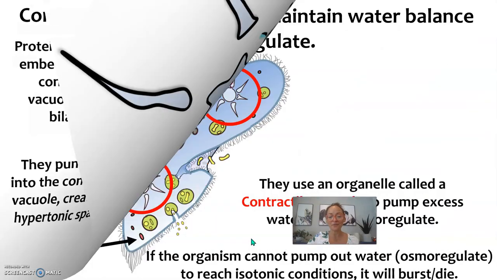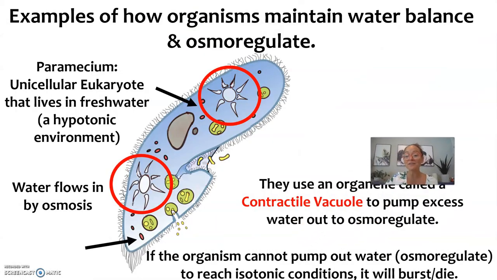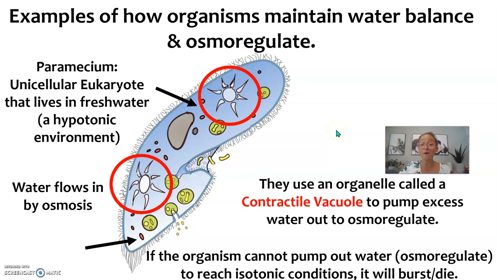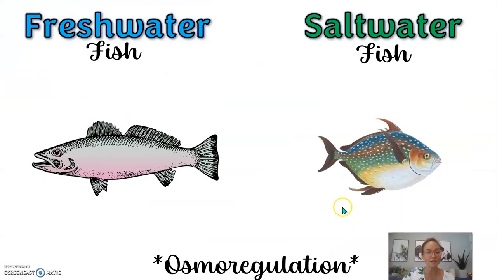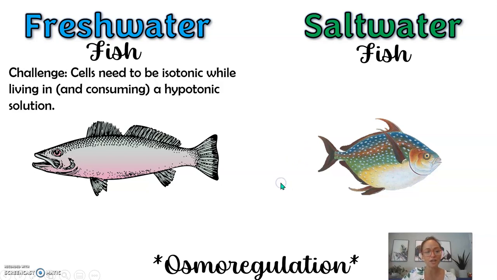And so if we look again, there are those contractile vacuoles, and that is an example of one way organisms osmoregulate. Now, let's go ahead and talk about fish who literally live in water, right? So we have freshwater fish and we have saltwater fish. So a freshwater fish's challenge is going to be that it lives in a hypotonic environment. Now, animal cells prefer to be isotonic. So they need equal solute concentrations both inside and outside of the cells.